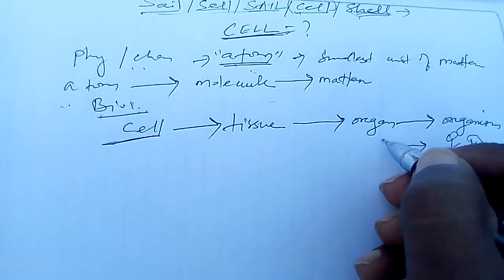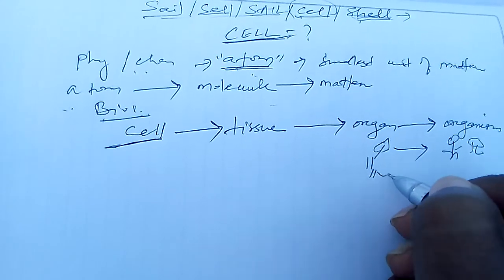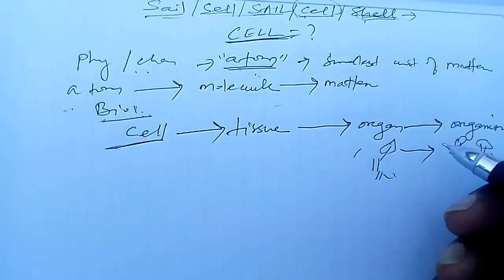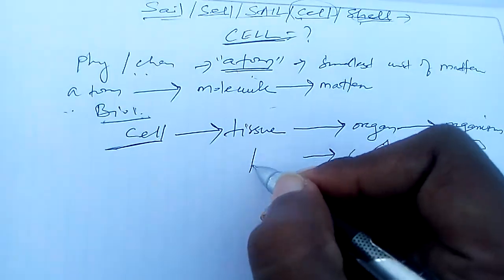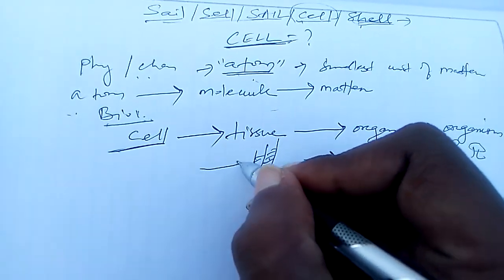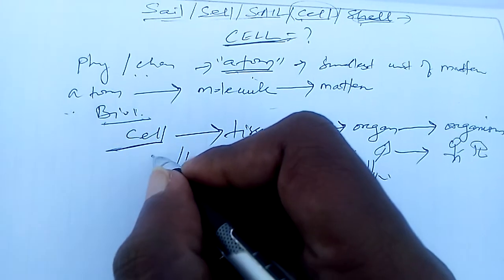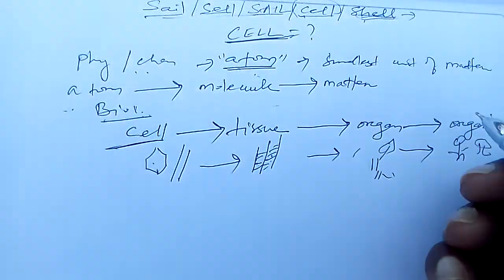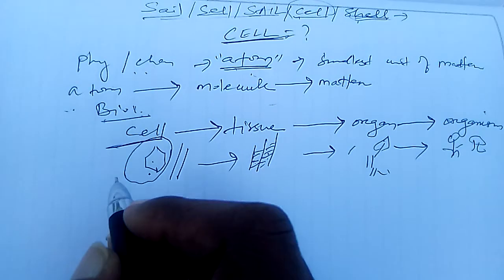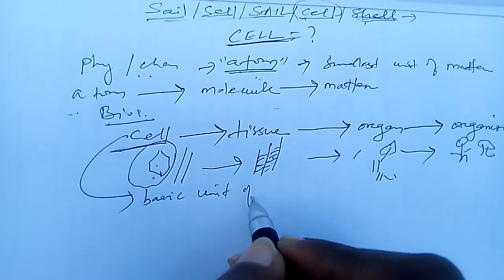Organisms are made up of several organs. In plants, leaf, stem, root. In animals also, hand, internal organs, external organs, etc. These organs are made up of various types of tissues, and a single tissue is made up of a group of cells. This is a single cell. So cell is the basic unit of life. What is cell? Cell is the basic unit of life.